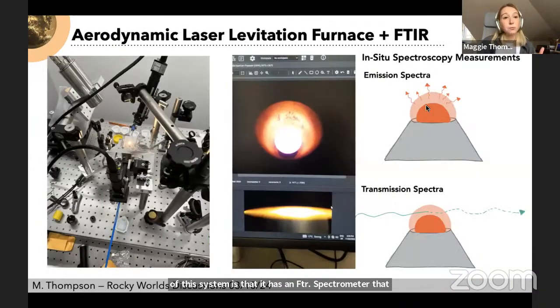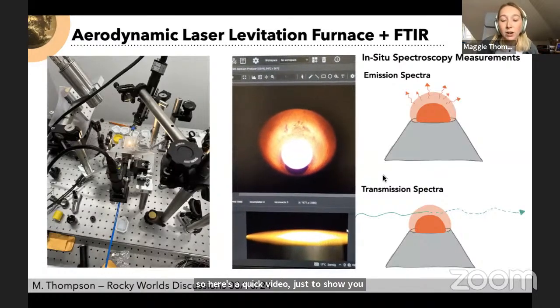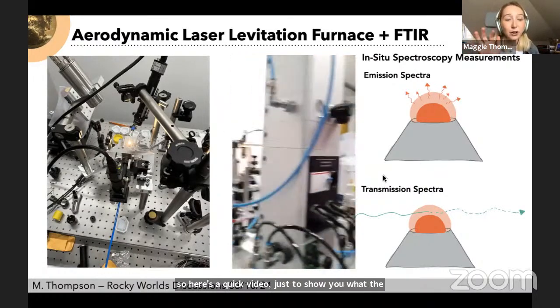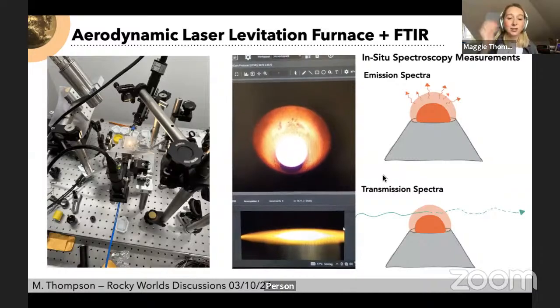In particular, it'll allow us to do both emission spectra. So this will allow us to get emissivities of compositionally diverse melts at the temperatures that we expect something like, say, 55 Cancri magma ocean to be at, and also transmission spectroscopy. So this is really interesting for trying to compare with our atmospheric observations, because this will allow us to get speciation of different species that are being released from different molten materials. And so here's a quick video just to show you what the system actually looks like in reality. This has a filter on it because it's very, very bright in person. And so you can actually see some of the gas being released from the sample.